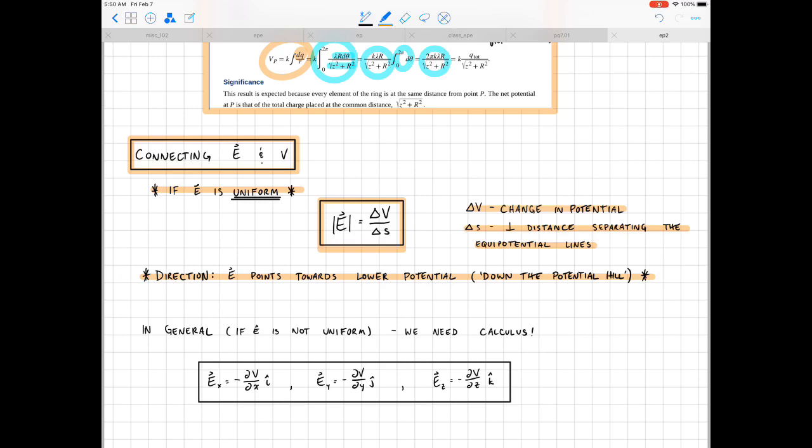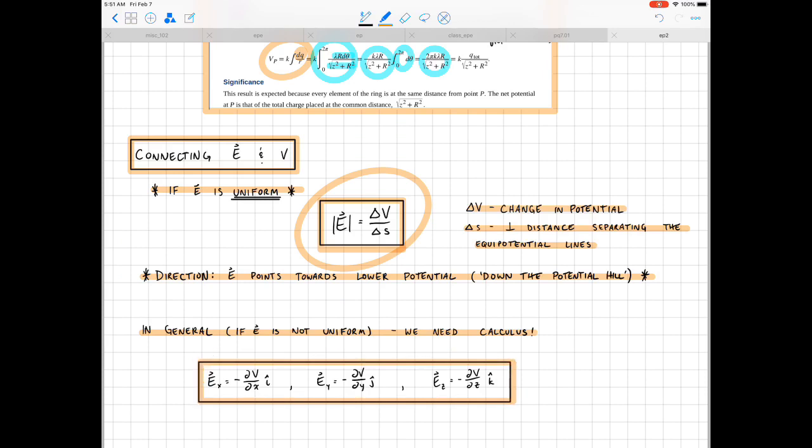Now, this equation here is really only valid if the electric field is uniform. And so, in general, if the electric field is not uniform, instead of taking delta V over delta S, what we really need to do is take a derivative. And that's what I've got written down here.